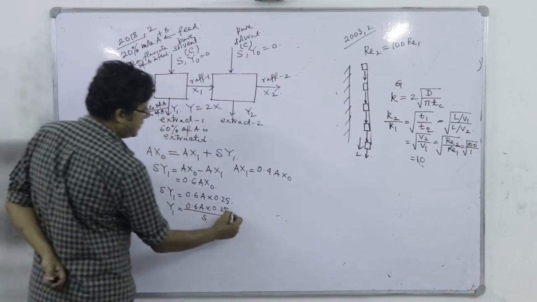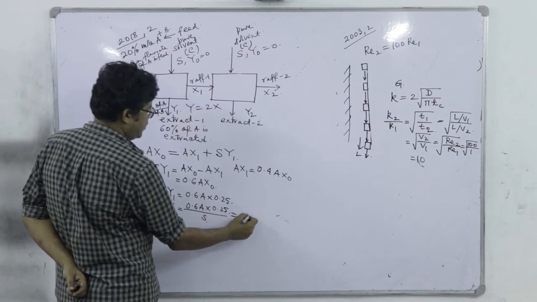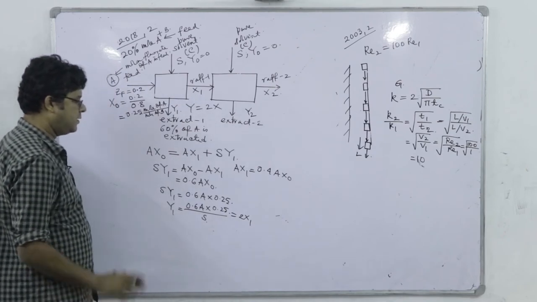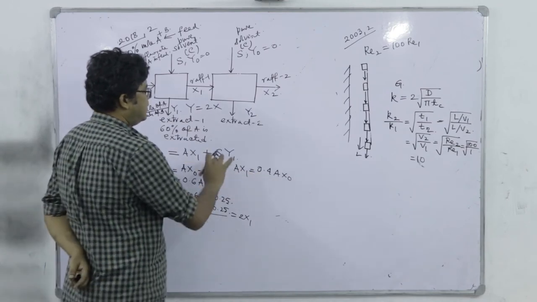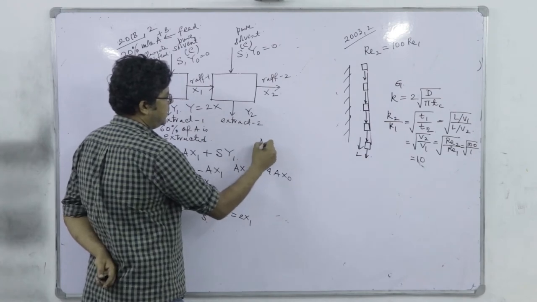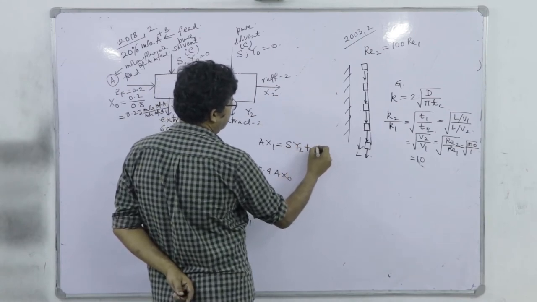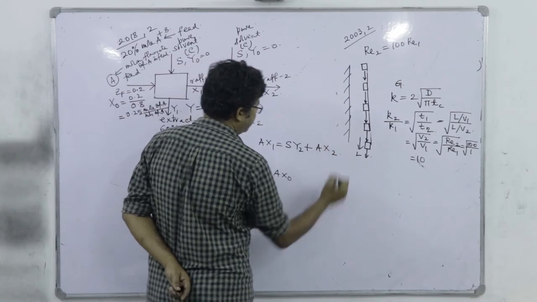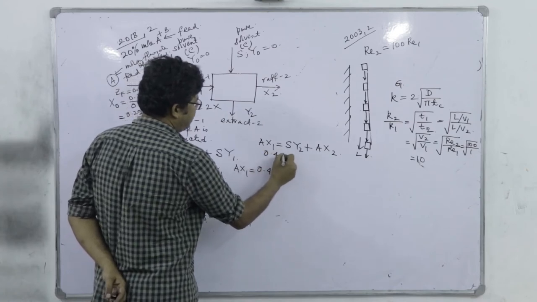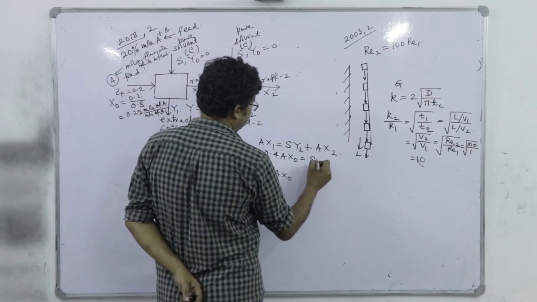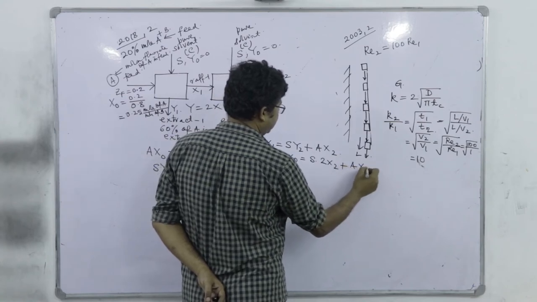And Y1 is equal to 2X1. That is also given. We know that. So AX1 is equal to 0.4 AX0. And with that, we have AX1 is equal to S into Y2 plus A into X2. So AX1, 0.4 AX0, is S into Y2, Y2 is 2X2, plus AX2.